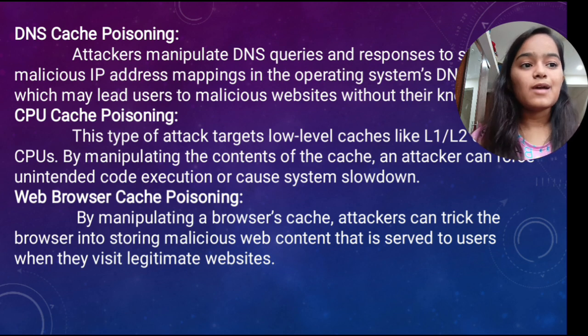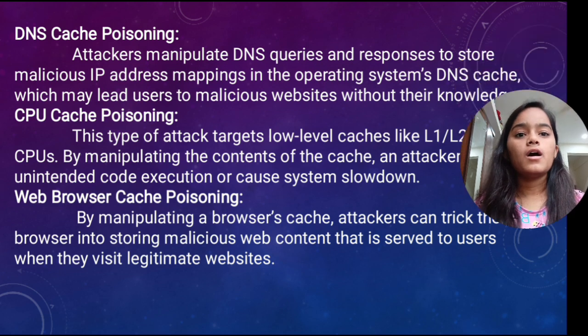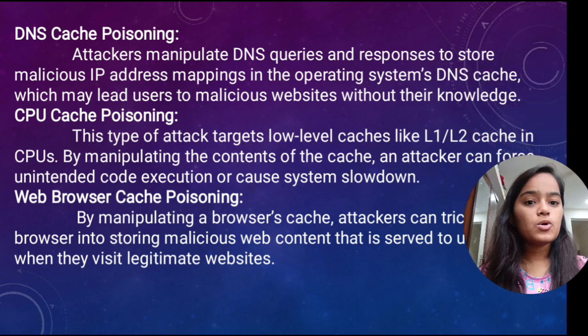There are three types of cache poisoning: DNS cache, CPU cache and web browser cache poisoning. First, let us see DNS cache poisoning. Attackers manipulate DNS queries and responses to store malicious IP address mappings in the operating system's DNS cache, which may lead users to malicious websites without their knowledge.